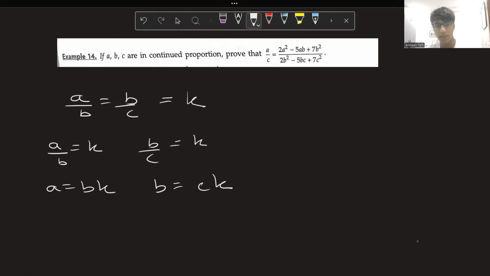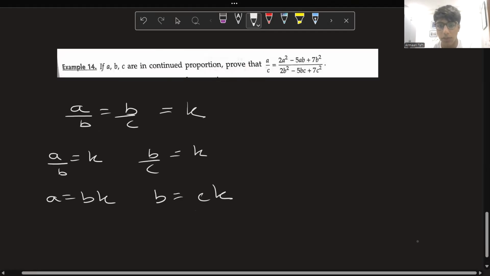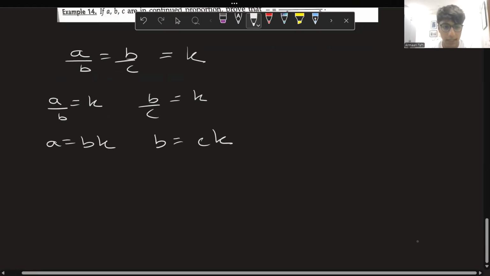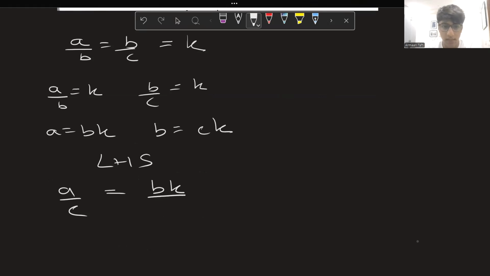Now that we have that, let's work on our equation. So what is it? And always in the ratio and proportion questions, break down your equation into LHS and RHS. So our LHS here is A by C, right? Now, what have we written A as? A, we've written it as BK, right? And what have we written C as? We've not written C as anything, right? So let's leave it as C.